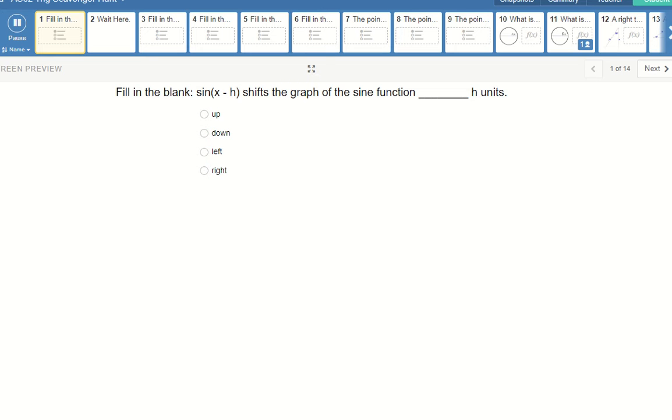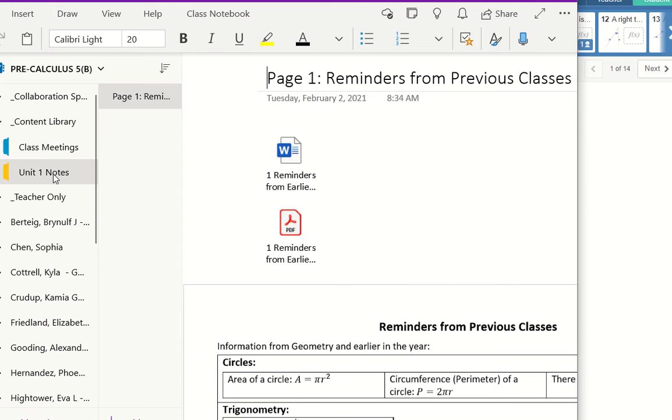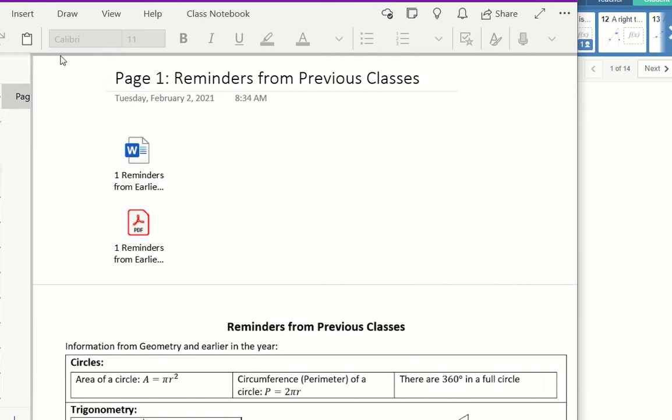All right, so since we're doing this like a scavenger hunt, I'm going to jump back and forth to the notes to show where I'm finding this information so you know how to do that. So sine of x minus h shifts the graph of the sine function blank h units. So it's going to be right, left, up, down. To look for that, go to OneNote, the Unit 1 notes, page 1.